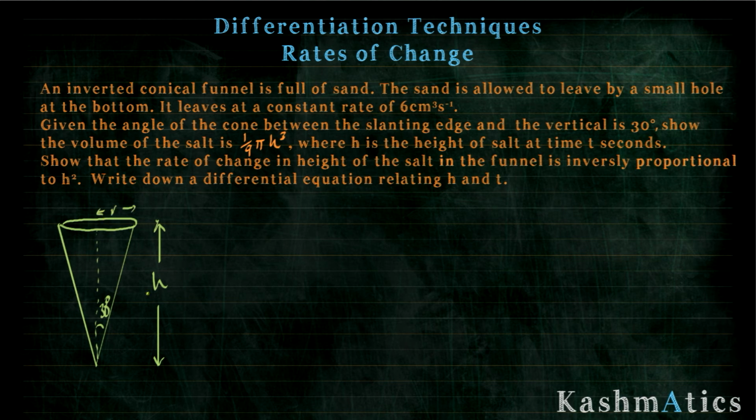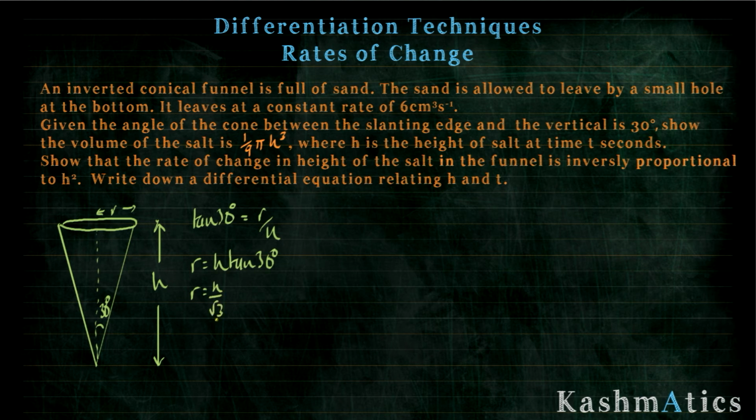Now the reason why I put that there is because it wants everything in terms of h and t. So the first thing we're going to try and do is express r in terms of h, because it is going to be important. So the height is this vertical height here. So what we can say is that tan 30 degrees is equal to the opposite over the adjacent, so r over h. So r is equal to h tan 30, and because tan 30 is 1 over root 3, this would be h over root 3.